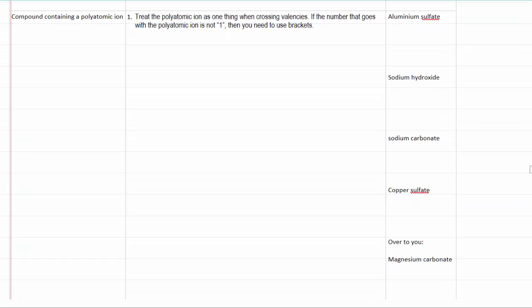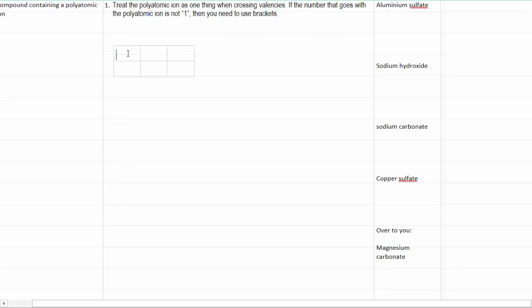Okay, now things get a little bit more complicated. We've got to learn about the polyatomic ions. Polyatomic ions are a group of atoms that combine together and act as though they are one thing. So the whole polyatomic ion has a particular name and it's got a particular valency. So in year 9, these are the polyatomic ions that you need to learn.